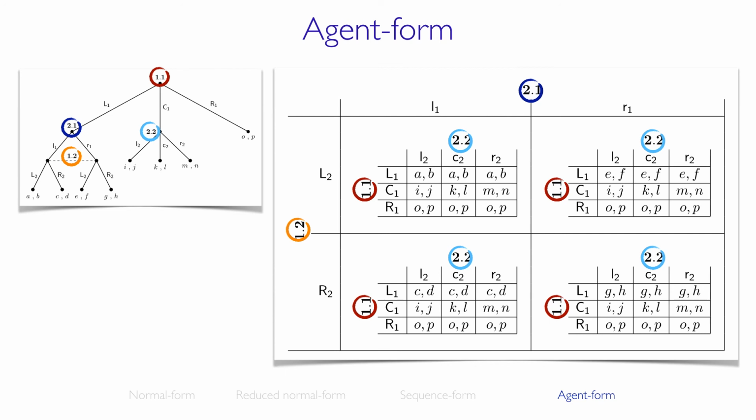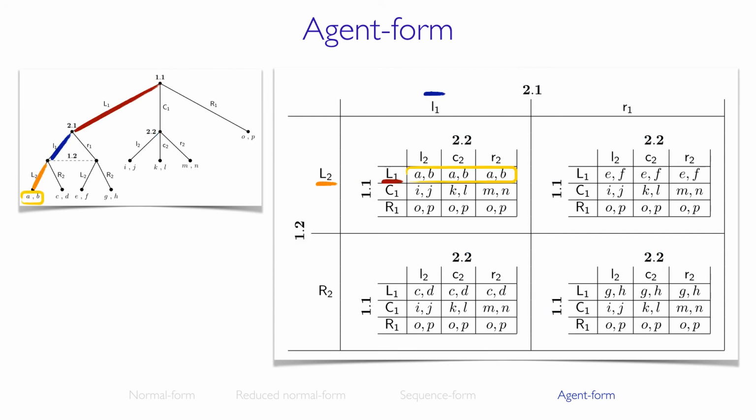Agent 1.1 selects a row in the inner matrices, agent 1.2 a row in the outer matrix, agent 2.1 a column in the outer matrix, and agent 2.2 a column in inner matrices. Moreover, notice that agents corresponding to information sets of the same player share the same utility function, that of the player. For instance, if agent 1.1 plays L1 and agent 1.2 plays L2 and agent 2.1 plays L1, then agents payoff are AB.